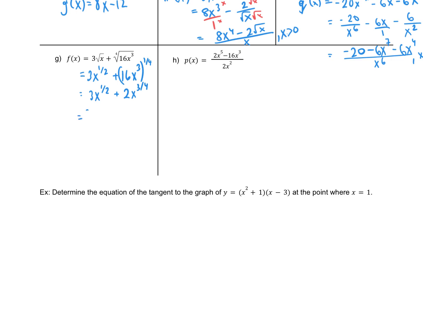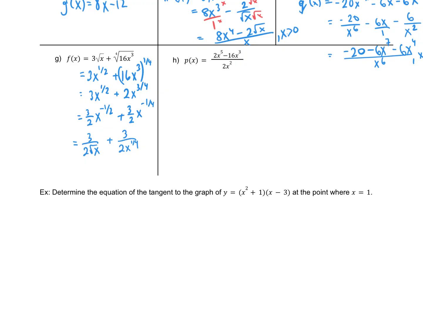All right. Bring the 1/2 down, and we have 3 over 2x to the power of negative a half. Bring the 3/4 down, and we have 2 times 3/4 is 6 over 4, which is 3 over 2. And then x to the power of negative a quarter. Negative exponents, let's deal with those. Actually, you know what? For this one, I'm going to keep it as a quarter because I don't want any radicals in the denominator. Just if I'm taking that extra step.